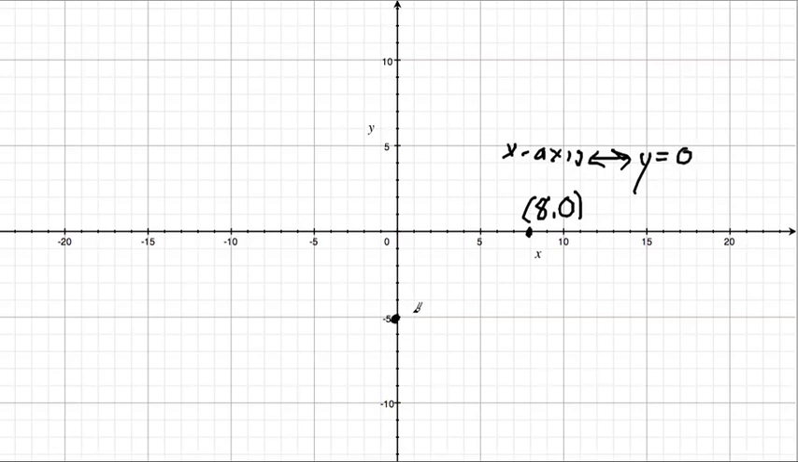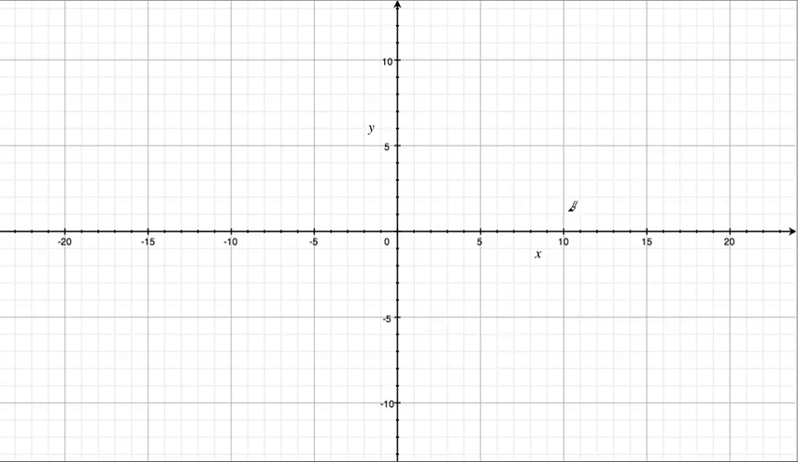Similarly, down here, my coordinates are going to be 0, -5, because I'm not to the left or the right of the y-axis. If I go up to the x-axis, I'm at 0. So I'm on the y-axis precisely when x is equal to 0.